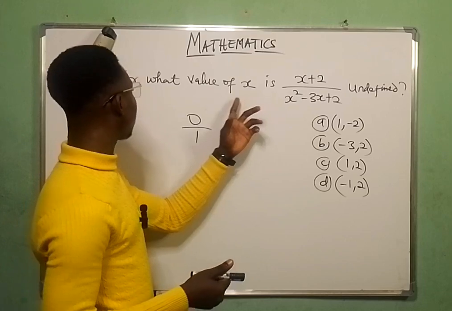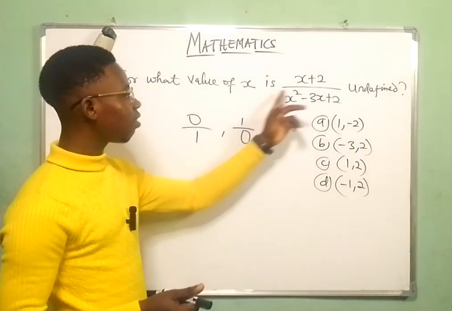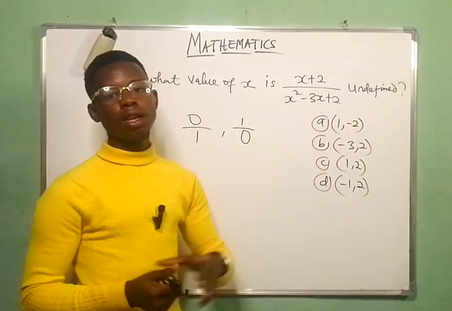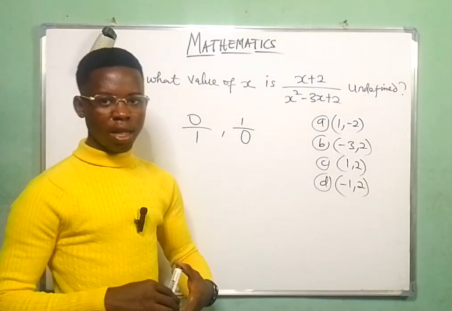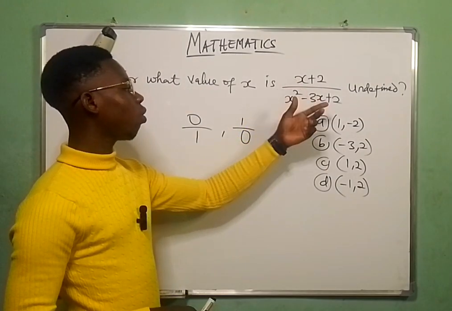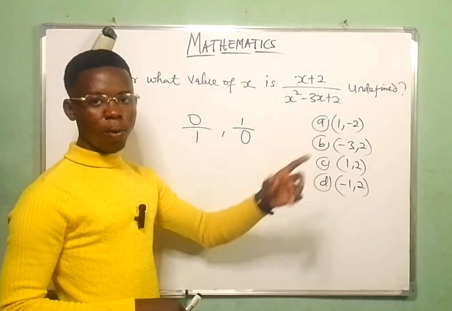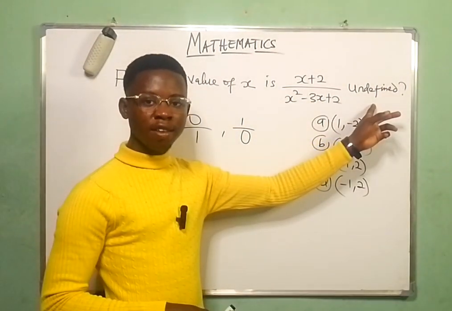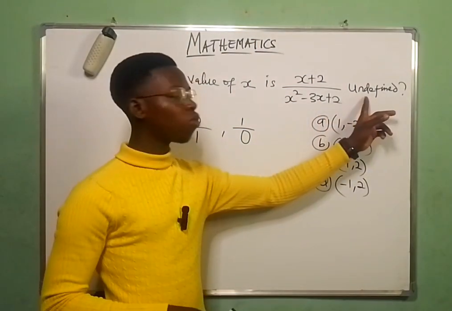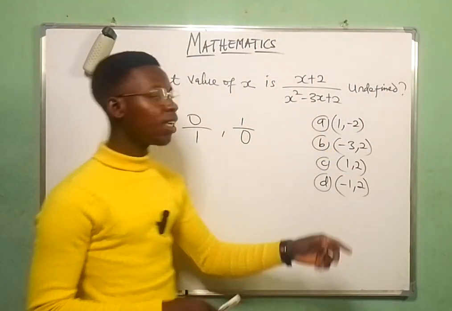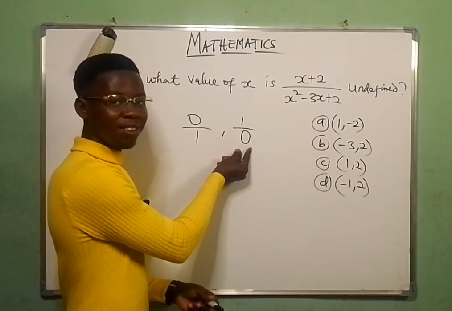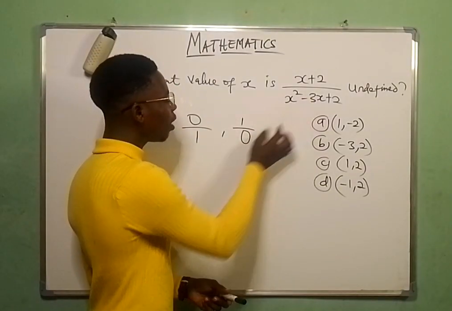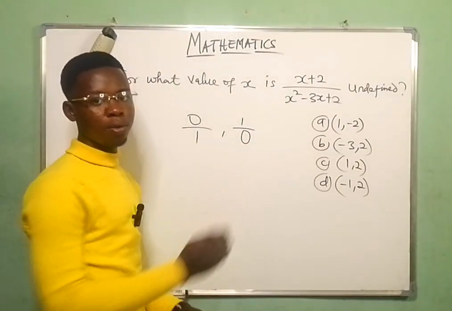Now, we are asked to find the value of x, or for what value of x is x plus 2 all over x squared minus 3x plus 2 undefined. Now, where are we concentrating? Are we concentrating on the numerator or on the denominator? We are going to be concentrating on the denominator because we are looking for the value of x that will make this function undefined. And for this function to be undefined, the denominator must be 0. So we are looking for the value of x that will make the denominator 0. As simple as that.